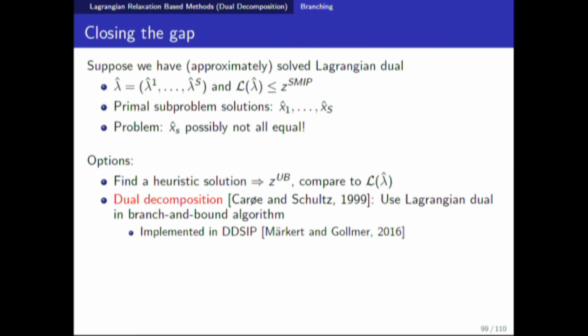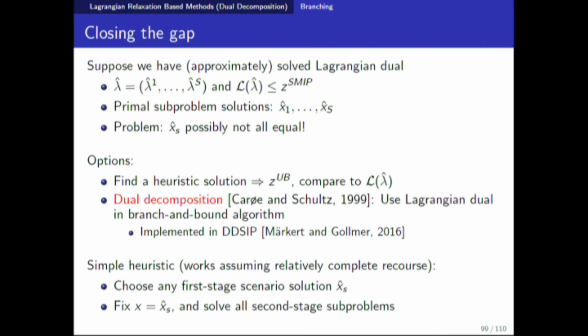Unfortunately, if that's not close enough, then we can apply what's known as the dual decomposition algorithm, where you use this Lagrangian dual within a branch and bound algorithm. Just like what I talked about earlier when I gave the generic branch and bound algorithm, that's basically what you would do, except you're using this as the bound within that algorithm. And this, by the way, is implemented in one of the stochastic integer programming solvers.